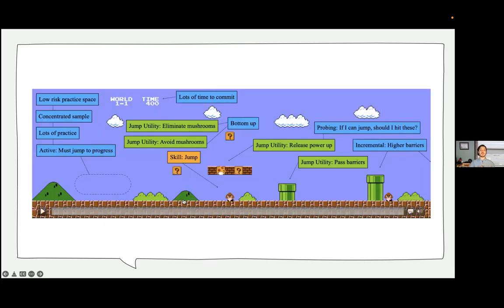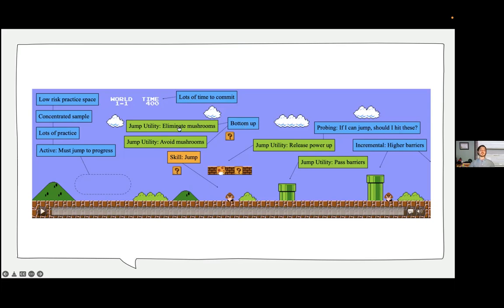So when you start, you can't do anything until you learn how to avoid this mushroom. So you learn the skill of jumping. It's active because you can't progress until you learn that. You have lots of practice. It's a concentrated sample, and it's very low risk. You don't really erase much progress if you have to reset. You immediately have a utility for this skill, which is avoiding the mushroom, which is bottom up.